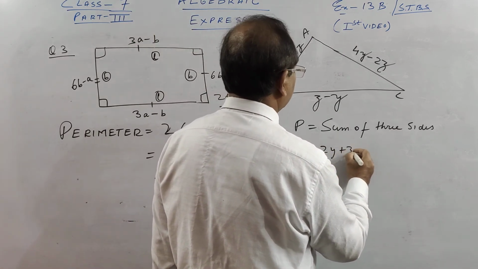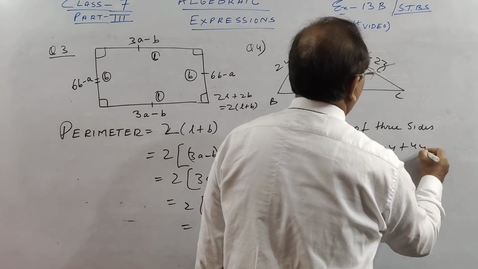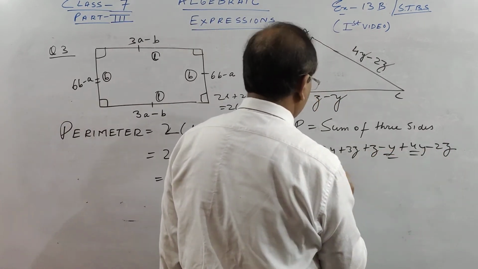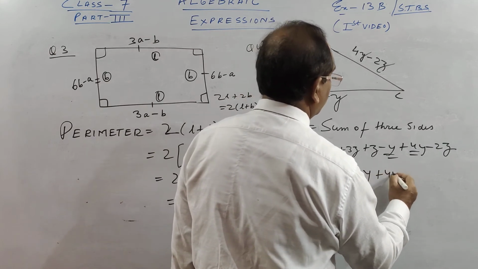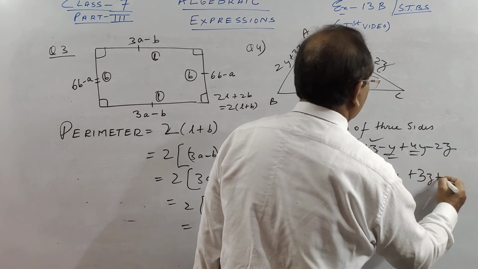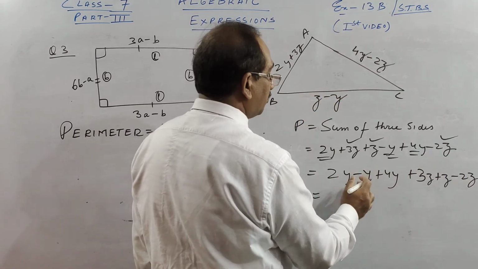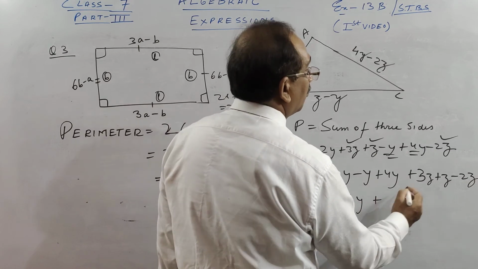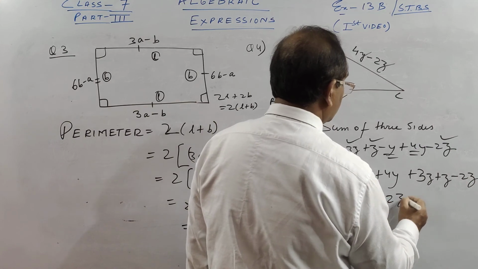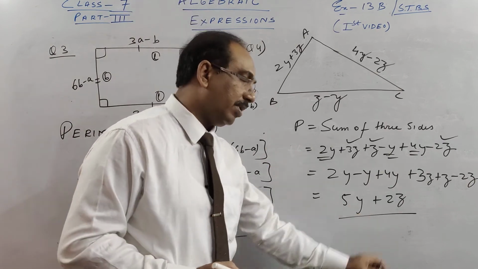So 2y plus 3z, plus z minus y, this plus this plus this, plus 4y minus 2z. All the like terms I'll put together. See, y terms: 2y minus y plus 4y. And z terms: 3z plus z minus 2z. So I get 2 plus 4, 6 minus 1, 5y, plus 3 plus 1, 4z minus 2z is 2z. So the sum of the three sides, which is called the perimeter, is 5y plus 2z.